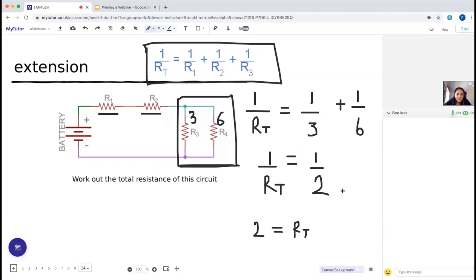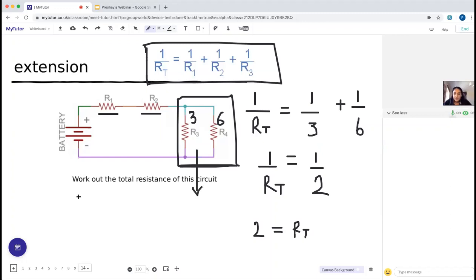over RT. Now, a common mistake that we tend to make in parallel resistors is leaving RT as 1/2. But we have to remember to flip it over so that we get 2 over 1 and resistance is 2. If the numbers aren't that easy, then you will definitely have a calculator in the exam. So don't worry, you just plug it all into the calculator, do 1 over the answer, and you should get the total resistance. Now, that total resistance turns into one single resistor.